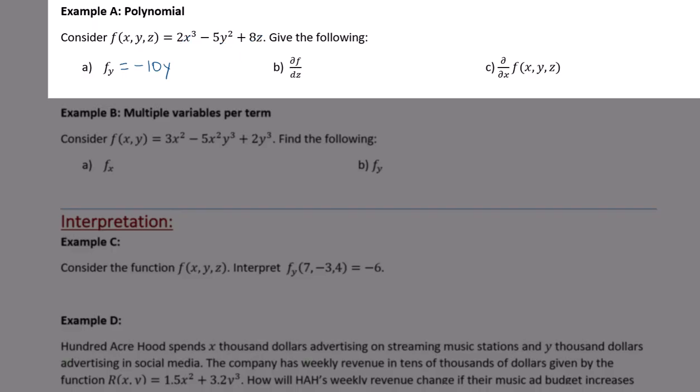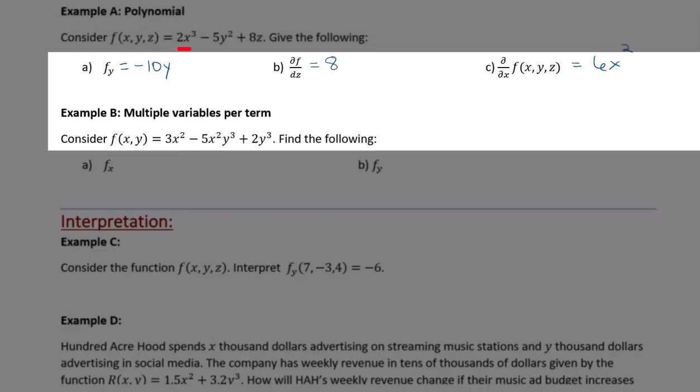With part B, again, we're looking for the partial derivative, but with respect to z. So our first term with the x, that derivative would be 0. Second term with the y would be 0, but the third term derivative would just be 8 with respect to z. And in part C, it's asking for the partial derivative of that function with respect to x. The only term that has x in it is our first term, and that derivative would be 6x squared.